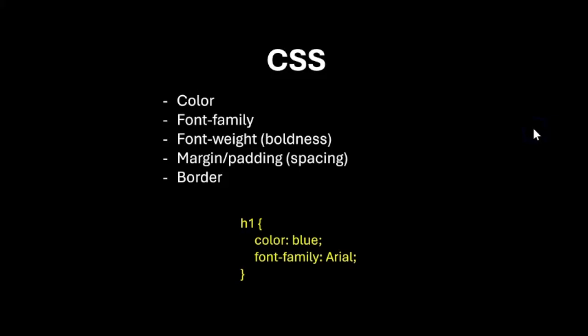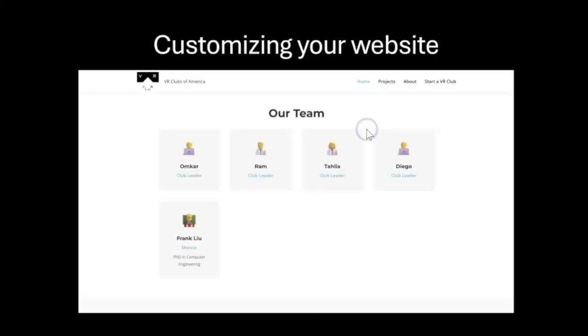HTML on its own would make pretty boring pages. That's where CSS comes in. CSS stands for Cascading Style Sheets, and it's what makes a website look nice. Under the CSS section, the example code tells the HTML H1 heading to be blue and use the Arial font, as you can see. And there are multiple different things you can do with CSS, like change the color, font family, the font weight, which is boldness, add margin and padding, which is just fancy for spacing, add border, background color, and many more.